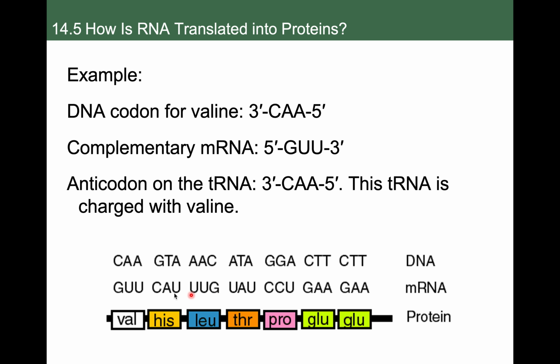And then those codons now in the messenger RNA are going to specify specific amino acids that should be brought in. So GUU, if we look at the genetic code, codes for valine. So we would want that amino acid first, and then histidine, leucine, and so forth. And it's those tRNAs' job to come in and actually read these codons in the messenger RNA and deliver those amino acids.